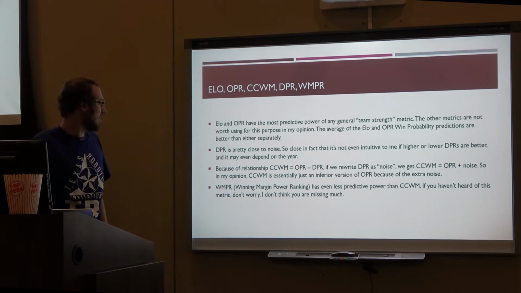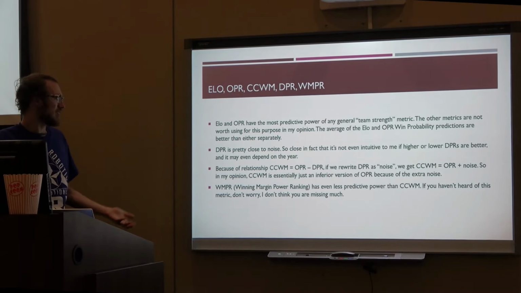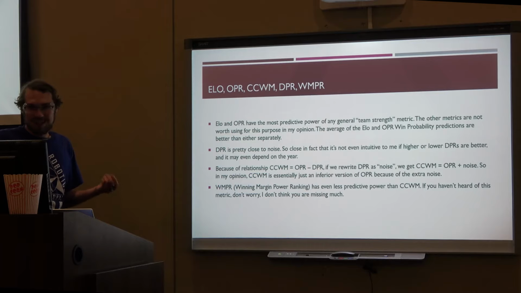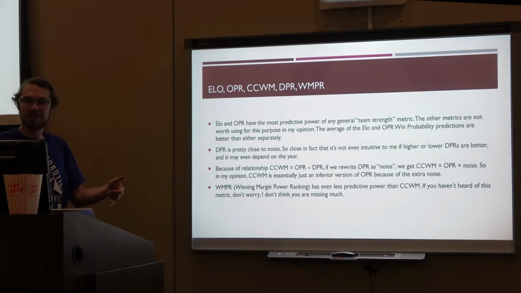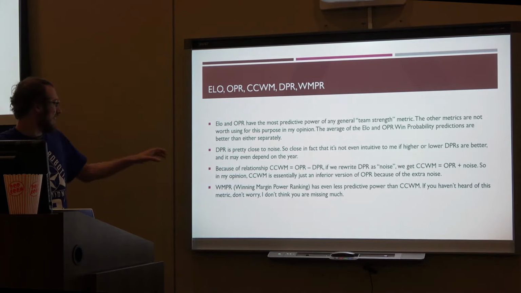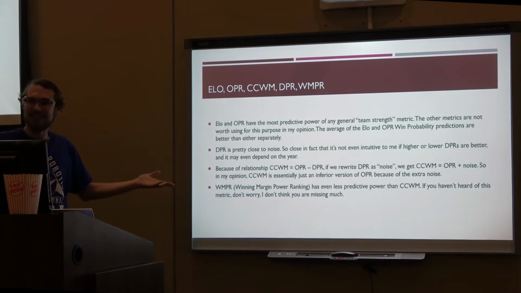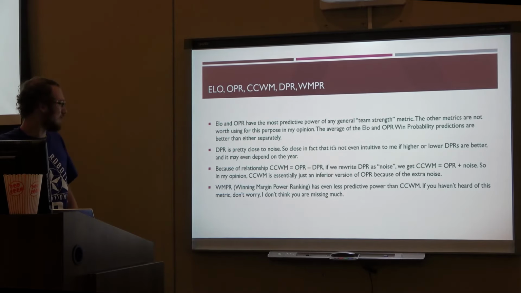DPR, defensive power rating, is pretty close to noise usually in most years. It's basically just random. It's so bad that it's not even intuitive to me sometimes if higher or lower DPRs are better or worse. Like, I don't even know which way to sort the list to see which team is better at defense, and there may even be some year dependence on this. Sometime I want to go and take a look at this to verify, but it's really just a very bad metric.